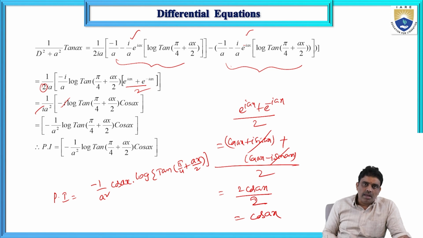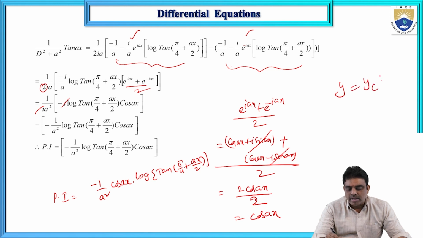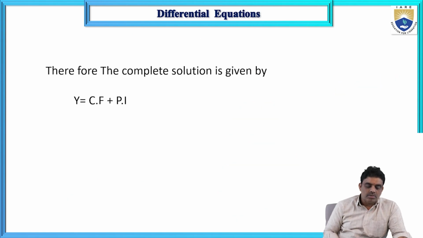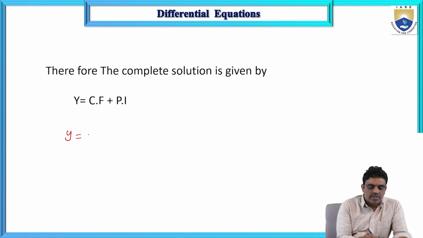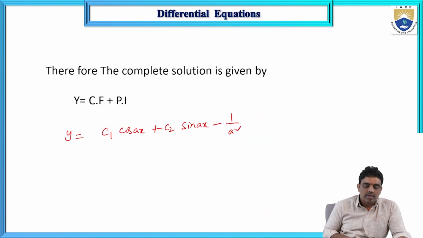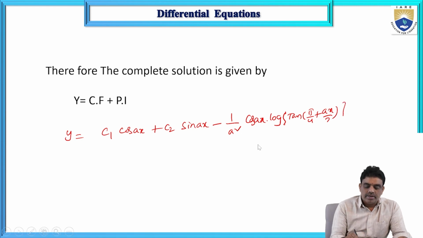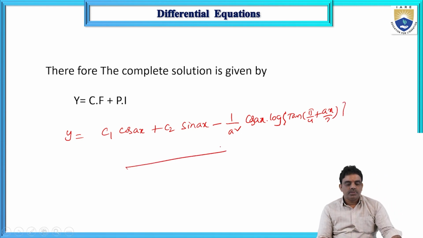Now, the complete solution. How do we write the complete solution? The general solution y is equal to the complementary function value plus the particular integral. On writing both together, we get the complete solution. That is y is equal to c1 cos ax plus c2 sin ax minus 1 by a square cos ax of log tan(pi by 4 plus ax by 2). So that is the required solution of the given problem.